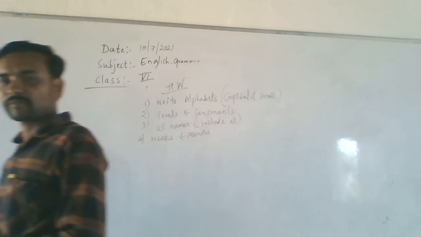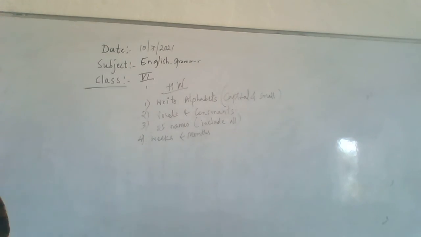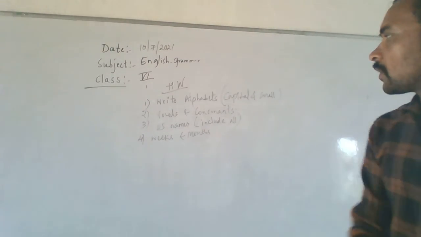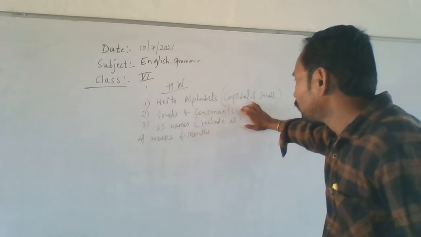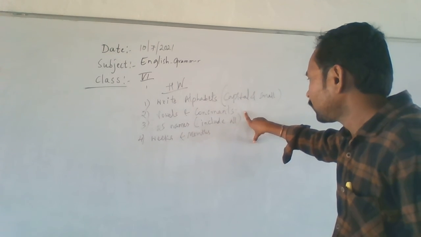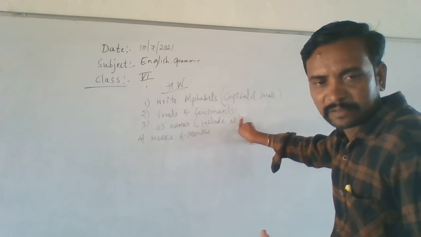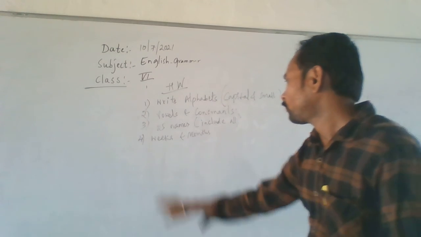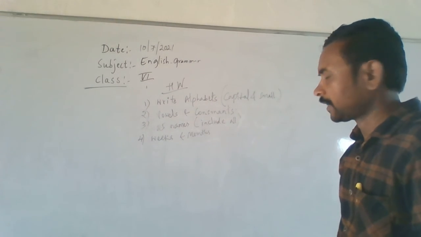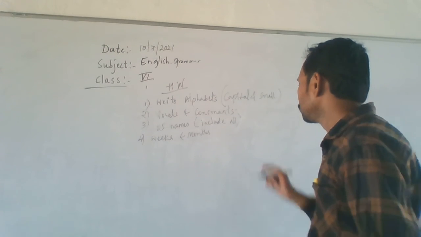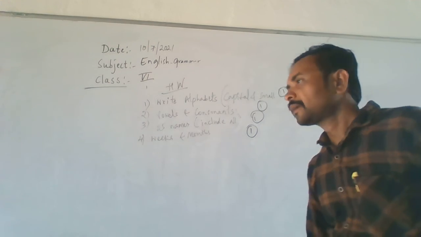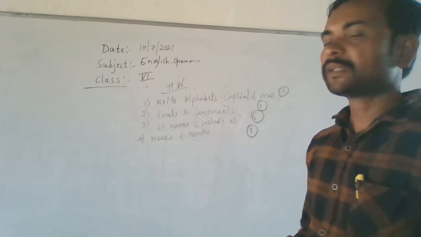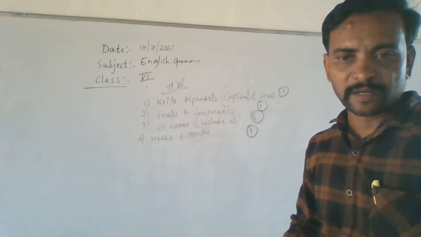Okay. Do you understand what you have to do? First, alphabets: you have to write capital letters and small letters. Then vowels and consonants. Then 25 names, all the names you have to write. Then weeks and months. Each homework you have to write one time. Do you understand?